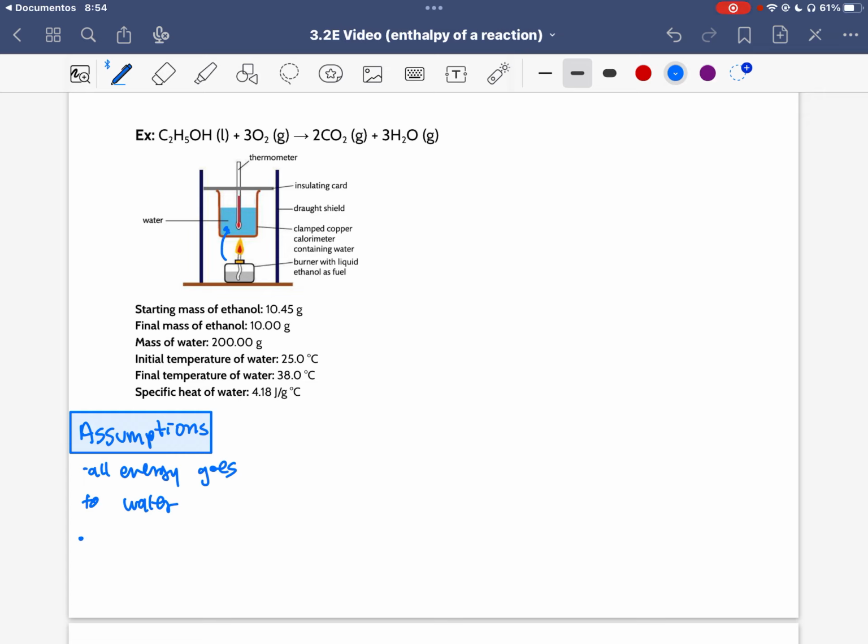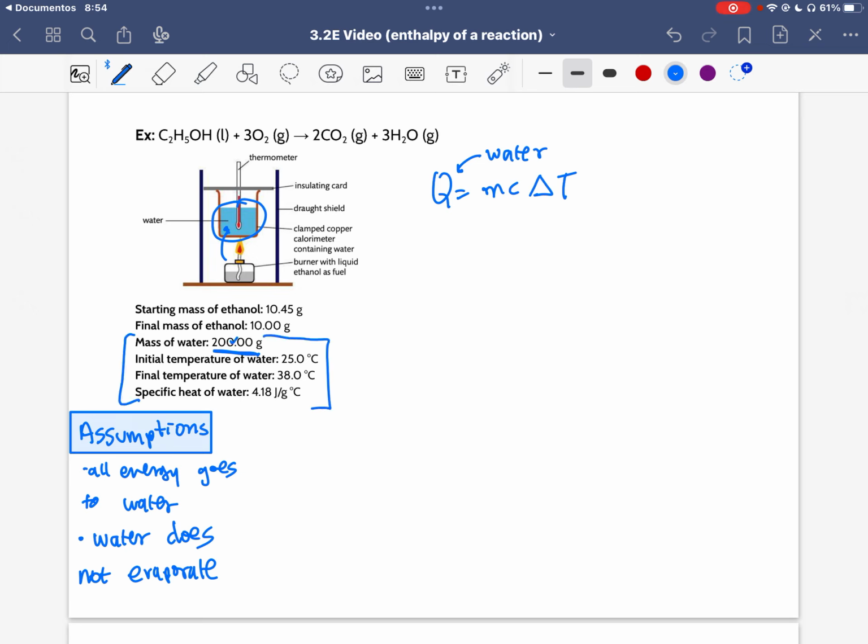And then the other assumption that we make is that none of the water evaporates, that we always have 200 grams of water, so that we could plug in our information about water into Q equals mc delta T. So we're going to do Q equals mc delta T for the water because that's the thing measuring our energy. So our information about water I can find here. We had 200 grams, starting ending temperature, and specific heat.